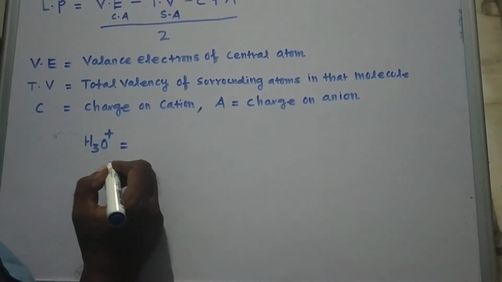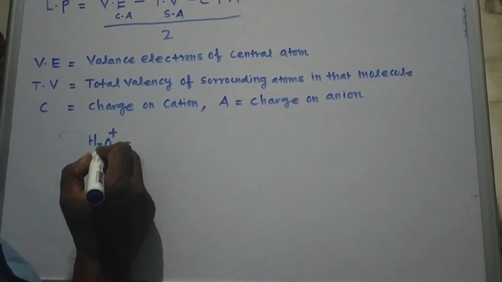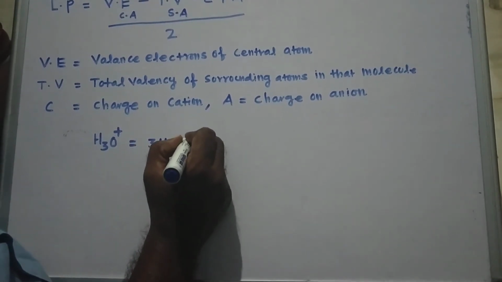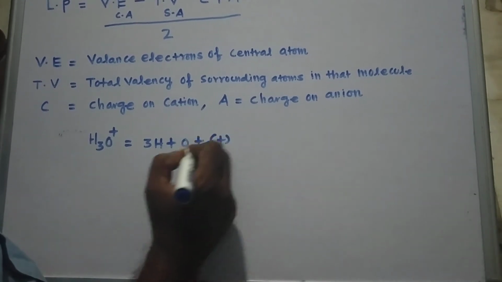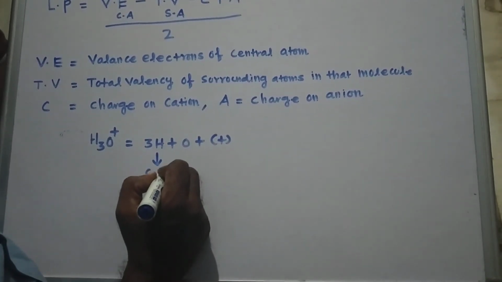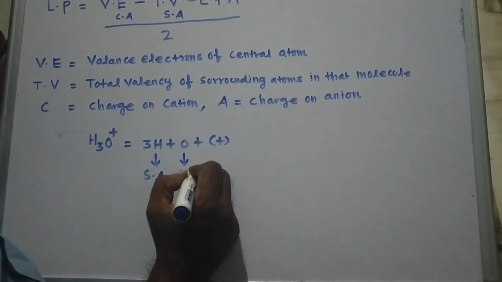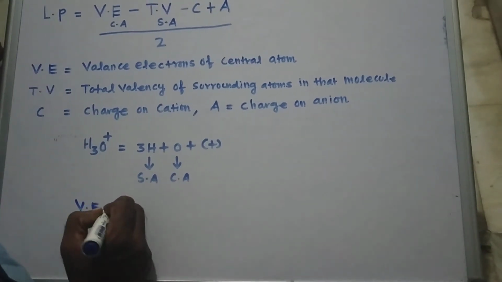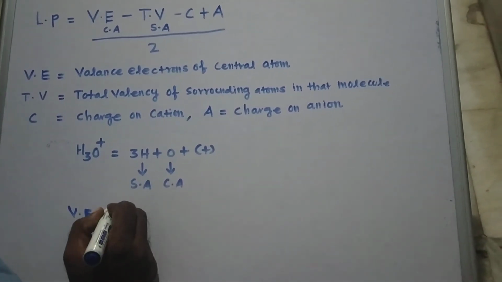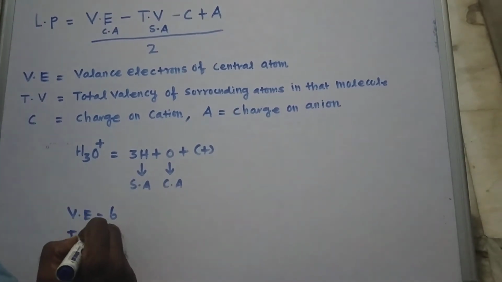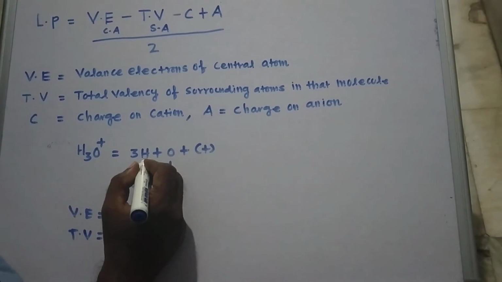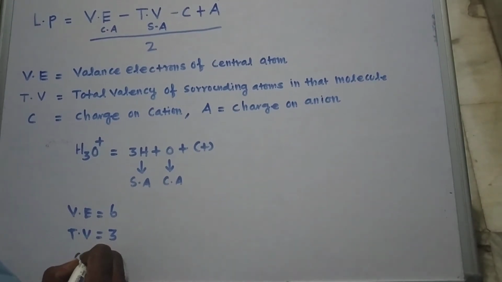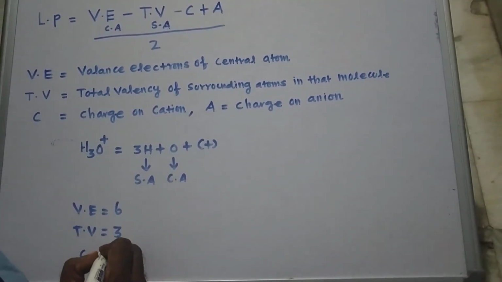Okay, now let us consider hydronium ion H3O plus. Okay, this ion can be split up into 3H plus 1 oxygen and 1 positive charge. Here hydrogen acts as a surrounding atom and oxygen acts as a central atom. The charge due to cation. Okay, so we are going to enter the VE. Here oxygen is a central atom, it has 6 valence electrons. Okay, then TV, total valence of the surrounding atom. Here it contains 3 hydrogen atoms, therefore valence is equal to 3. Then cation charge contains plus 1, therefore it is equal to 1.